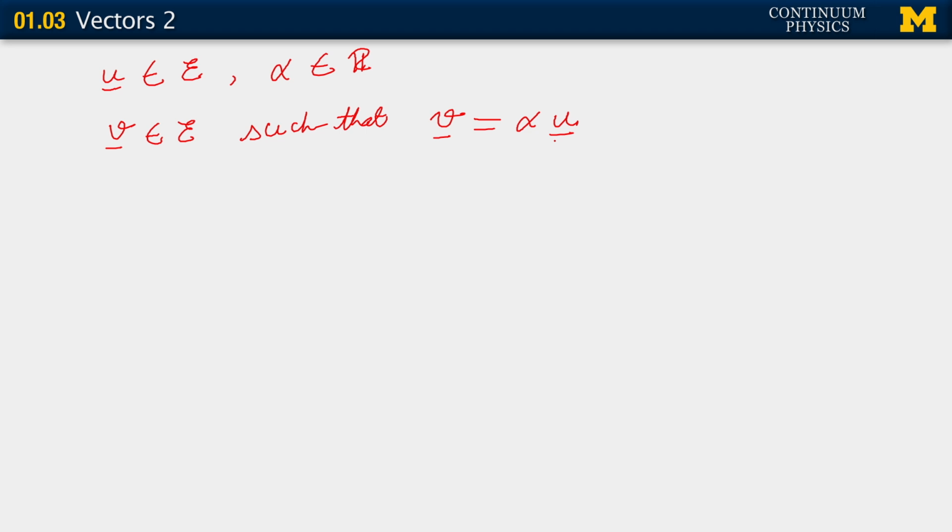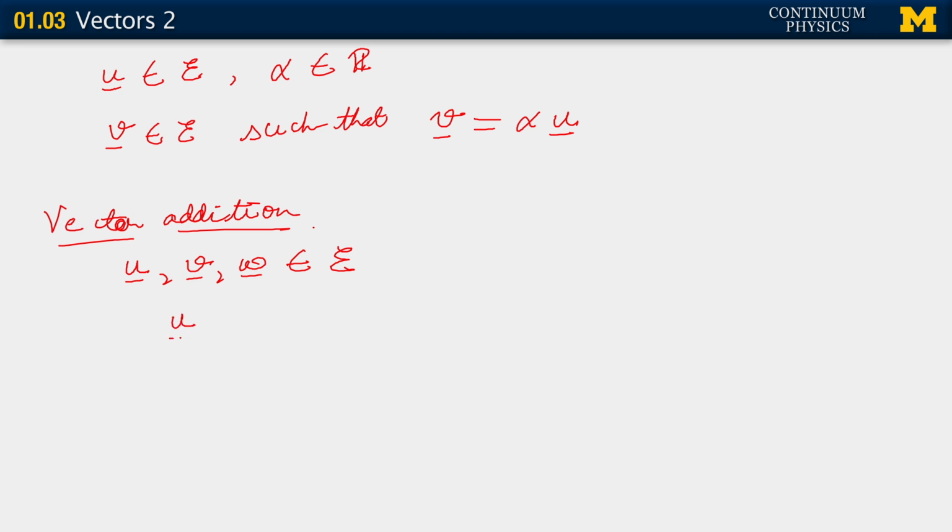The next property we will look at is vector addition. The way this works is that if u, v, and w belong to E, then we have this notion of the addition of vectors. So we can say that u plus v gives us another vector w. And we all know how this works.